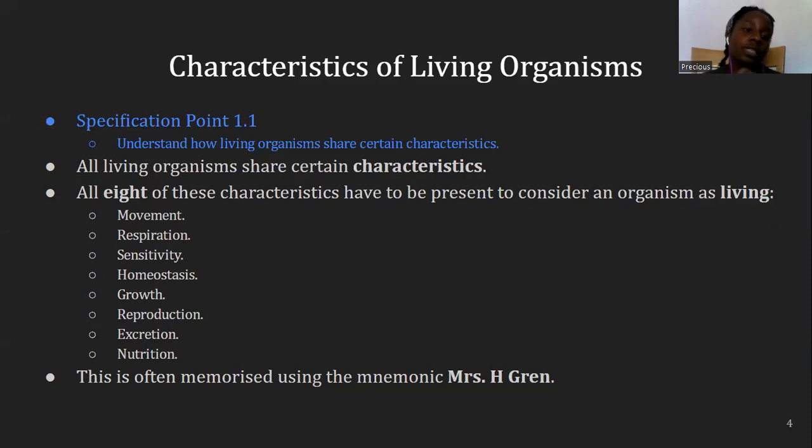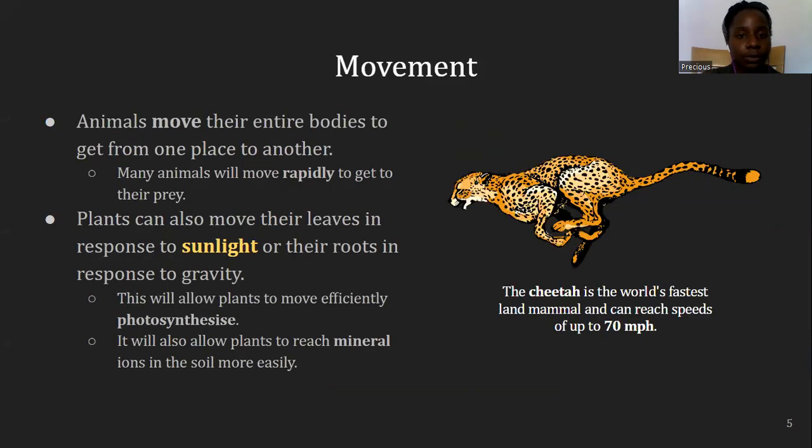All right, so these are the 8 characteristics. We have movement, respiration, sensitivity, homeostasis, growth, reproduction, excretion, and nutrition. All right. Of course, one of the easiest ways to remember things is with the help of mnemonics. So the mnemonic that helps you with this particular list of characteristics of living things is Mrs. H. Gren. All right, so practice that. That's something that you can easily remember, Mrs. H. Gren, and that way you can remember all the characteristics that you need to.